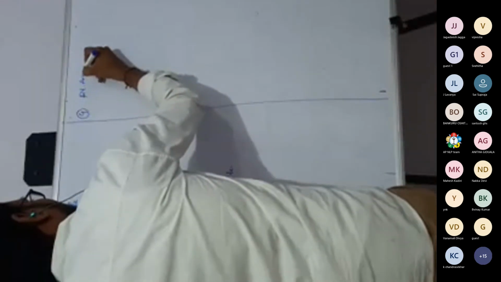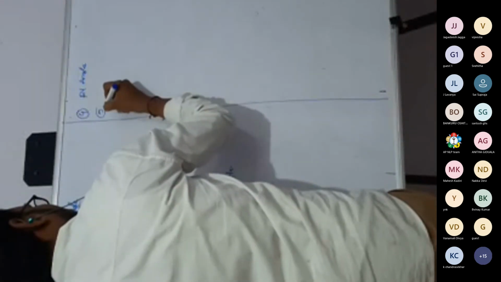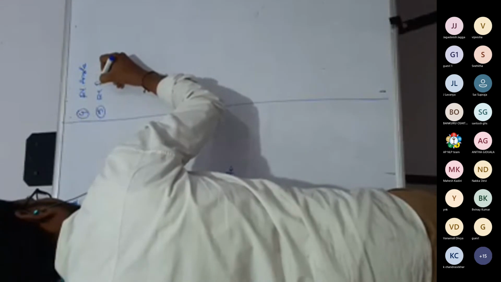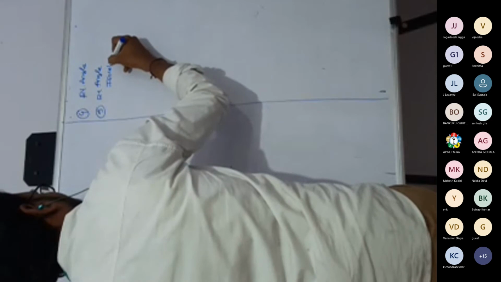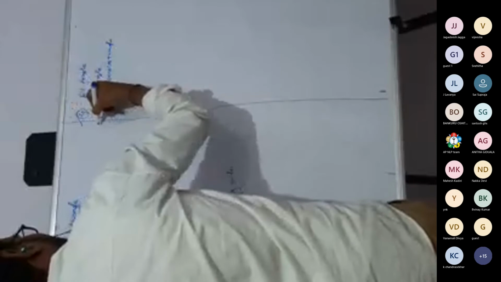Fourth and fifth. The fourth one is the right angle triangle, and the fifth one is the right angle isosceles triangle. Now I'll discuss these, 4 and 5.